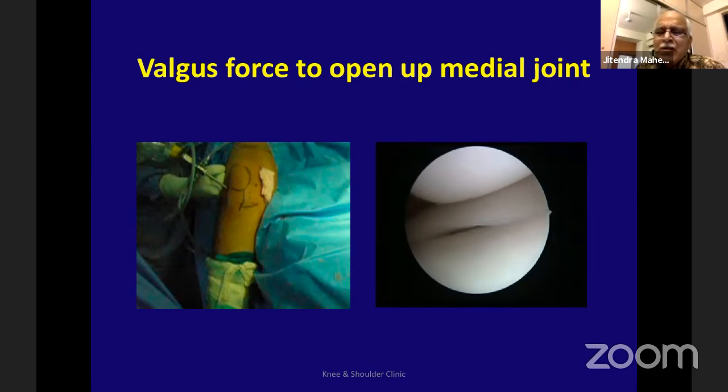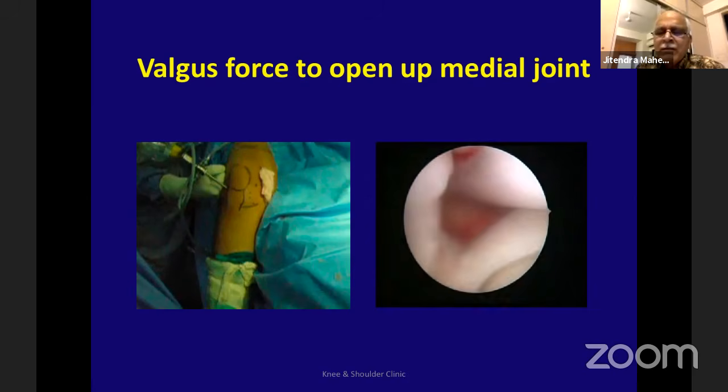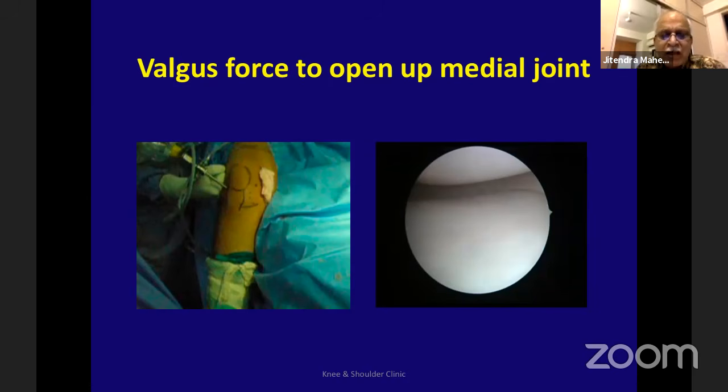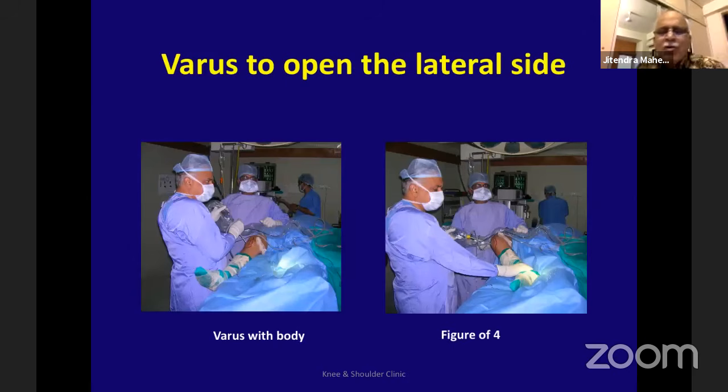If it is really too tight, sometimes you can do pie crusting, but almost 90% of the time you can see reasonably well. And pie crusting is more often required not to see, but to be able to work in that area. Sometimes your instruments don't reach whatever you do, so you have to do pie crusting, but that's an option on the medial side. On the lateral side, usually there is no problem.